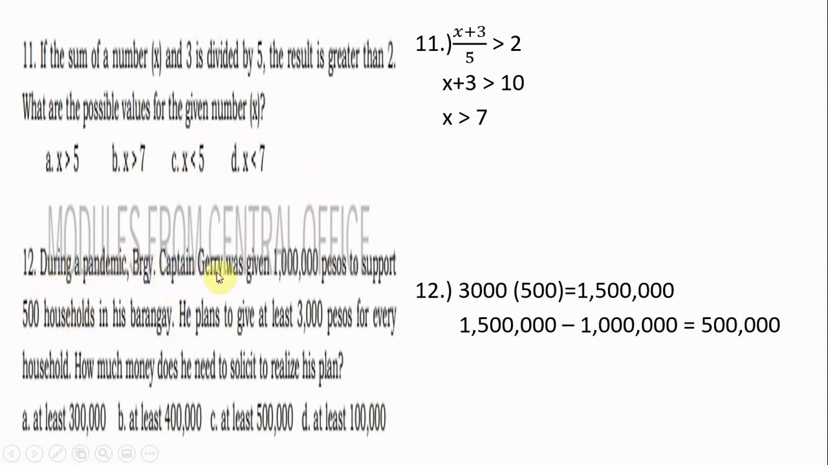Okay, number 12. During a pandemic, Barangay Captain Jerry was given 1 million pesos to support 500 households in his barangay. He plans to give at least 3,000 pesos for every household. How much money does he need to solicit to realize his plan? Okay, now we have here 3,000 times 500 families, he needs to have 1,500,000. Now, since he got only 1 million, 1,500,000 minus 1 million equals 500,000. So he needs to have 500,000 more. So this should be at least 500,000.